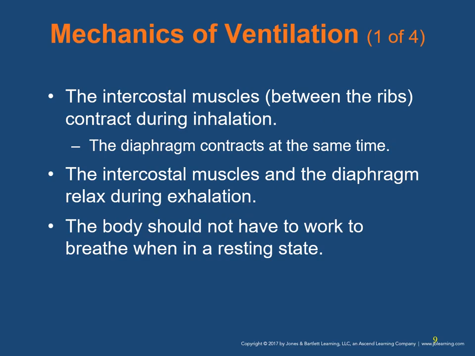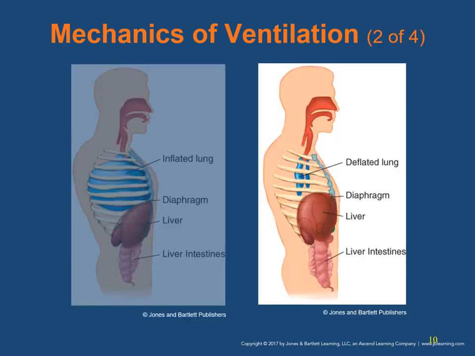Mechanics of ventilation. The intercostal muscles between the ribs contract during inhalation. The diaphragm contracts, or flattens, at the same time. The intrathoracic pressure inside the chest decreases, creating a negative pressure differential. Air then enters the lungs through the nose and mouth. The intercostal muscles and the diaphragm relax during exhalation, allowing air to be exhaled. The body should not have to work to breathe when in a resting state. This illustration on this slide shows the anatomy of the thoracic cavity during inspiration and expiration.